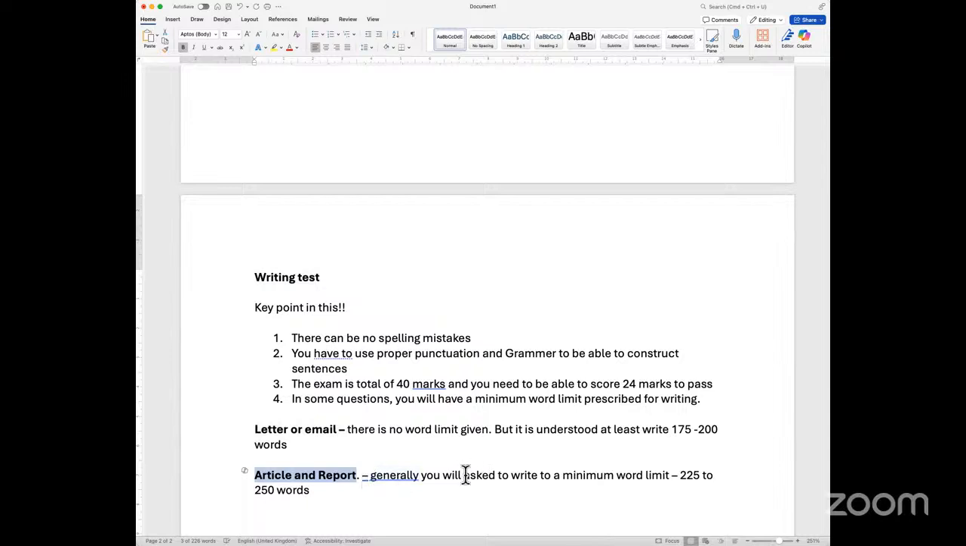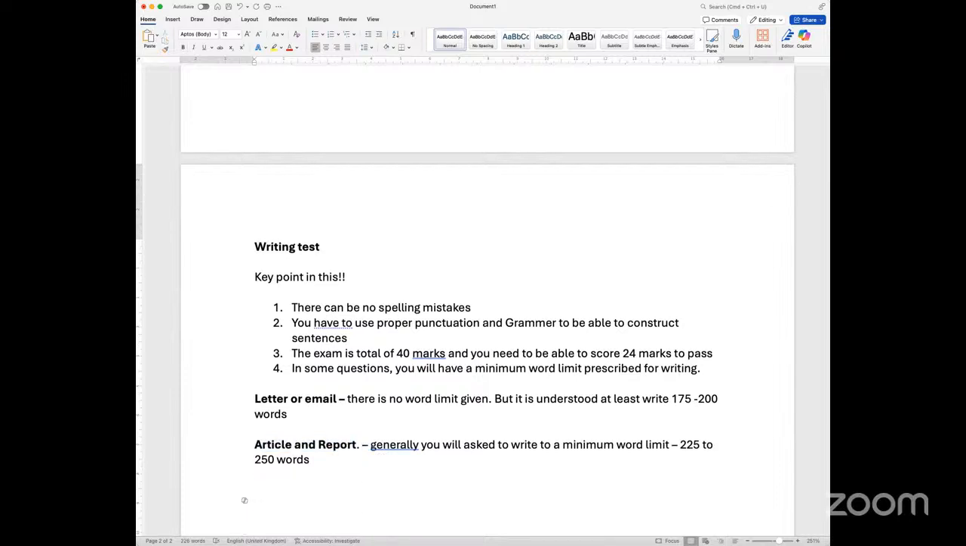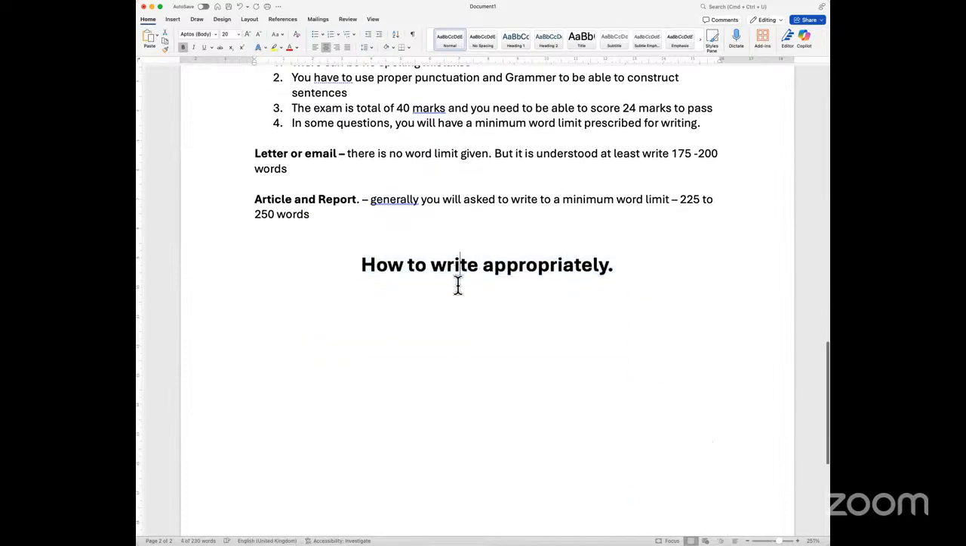Now, the main part of the writing exam is how to write appropriately. That is the topic we are going to cover today. How to write appropriately is the main part of what we are going to discuss today, because you need to know what is formal writing and what is informal writing. Depending on the question in the exam, you are going to be expected to put your thoughts forward appropriately.